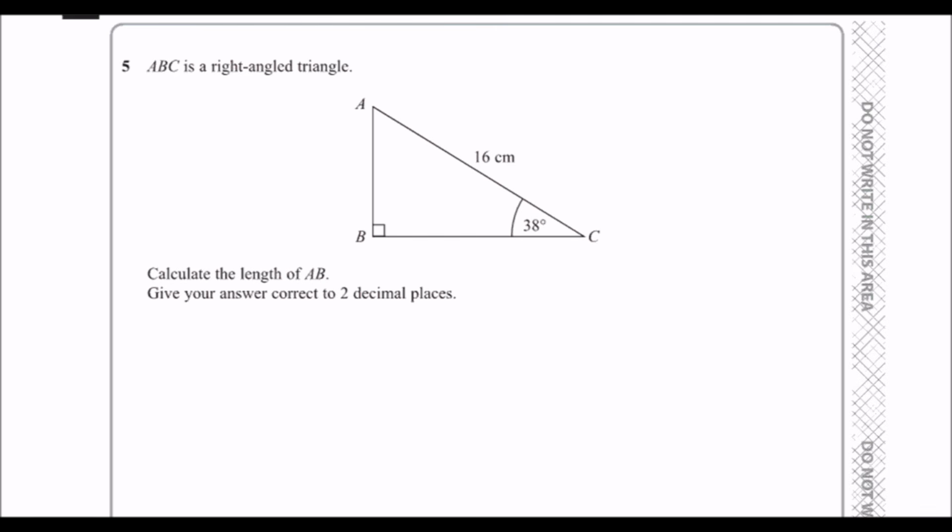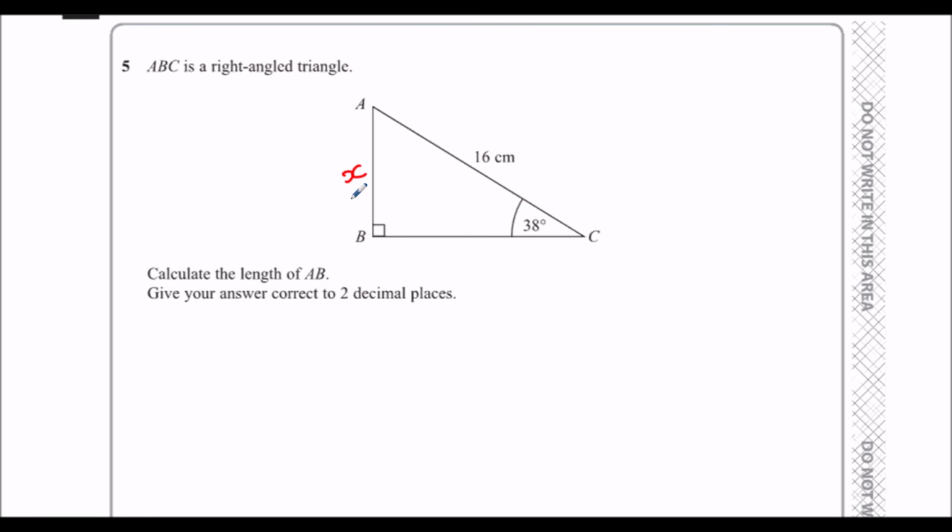Question 5. ABC is a right-angled triangle. So we've got the diagram here. We can see we're given one angle and one length, and we need to calculate the length of AB. So it's a SOHCAHTOA question. We've got an angle and a length, and we're finding another length. So we know it's SOHCAHTOA. It's a right-angled triangle, so it could have been Pythagoras, but that's when we've got only the lengths. When we've got 2 lengths and we work out another.